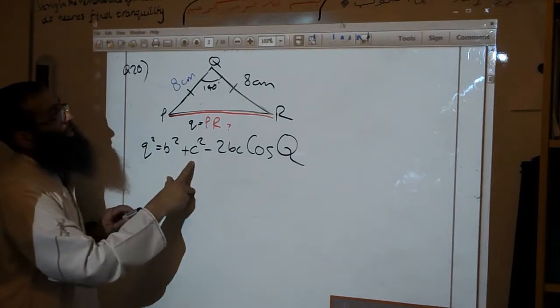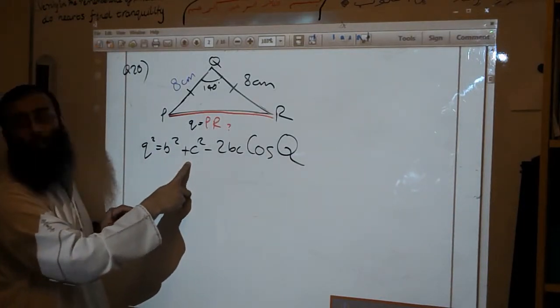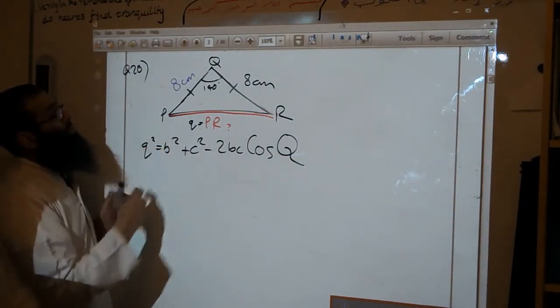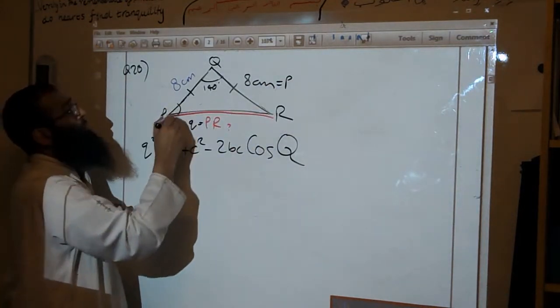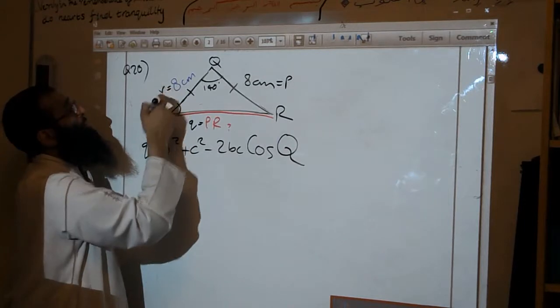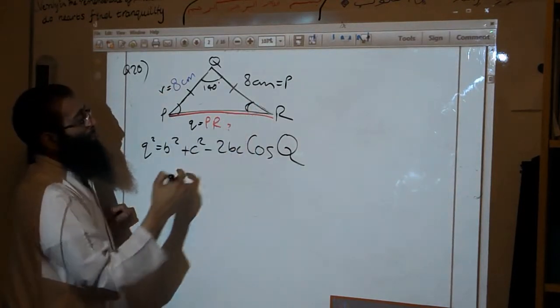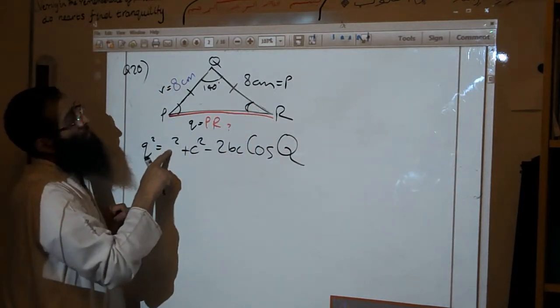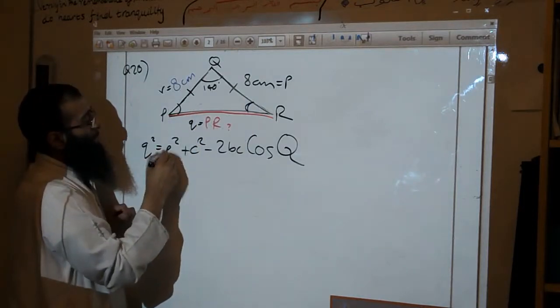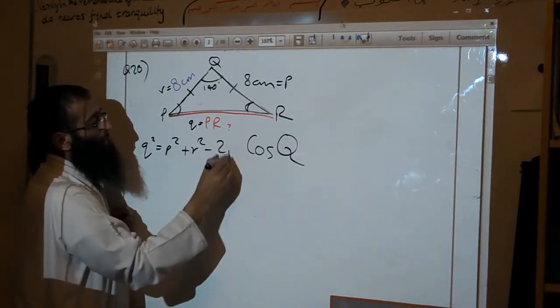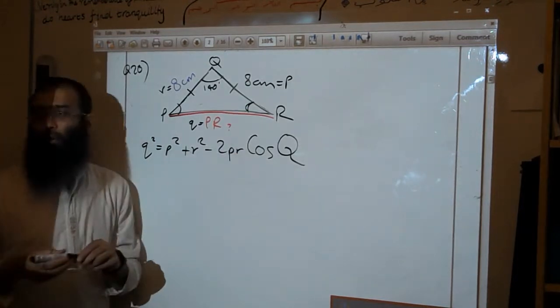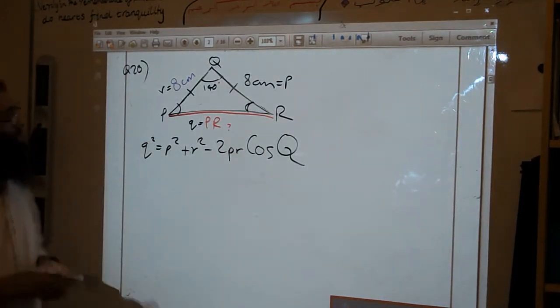Now your b and c, well, they're the other two sides in any order. The other two sides are little p here, which corresponds to big P, and little r, which corresponds to big R. So that can be changed into P squared and R squared. That's if you want to make our formula correspond to our diagram.